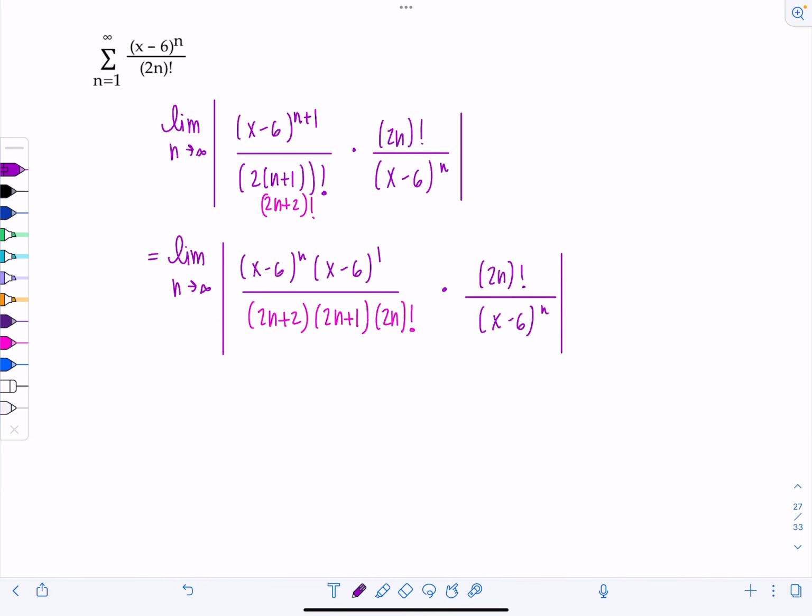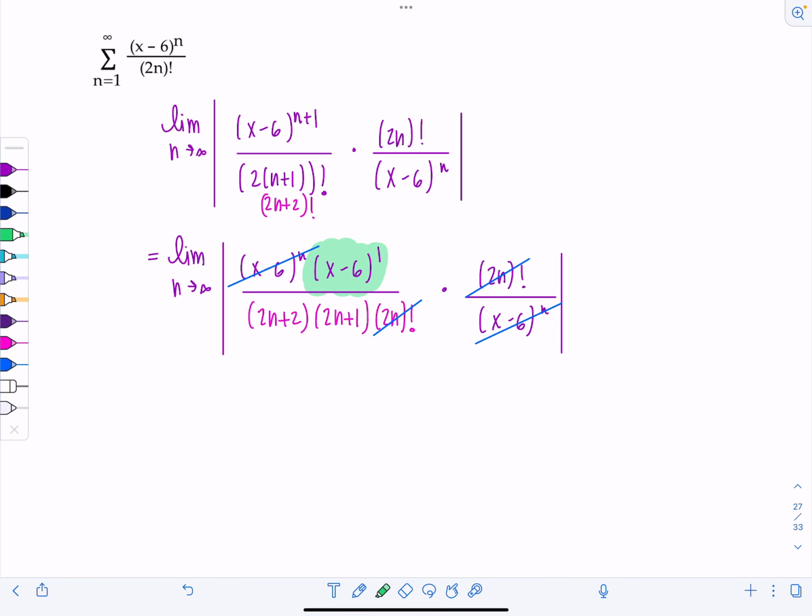So now cancel party can commence. (x - 6)^n cancels. (2n)! cancels. And then remember, this is a limit as n goes to infinity. So in this limit, x - 6 is not changing, it's a constant. Remember though, x could be any real number.